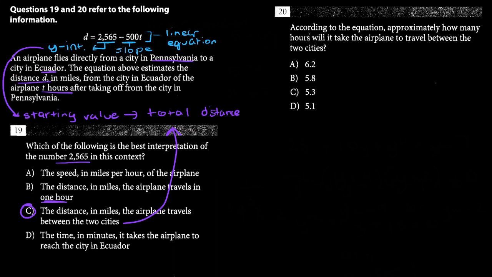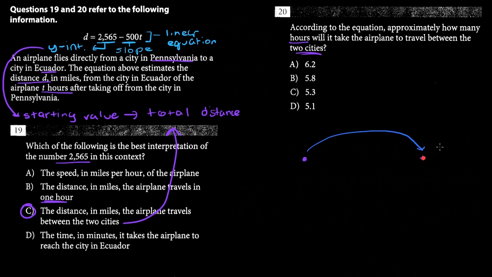Question 20 reads, according to the equation, approximately how many hours will it take the airplane to travel between the two cities? Okay, so imagine we are at Pennsylvania. This dot represents Pennsylvania, and this dot represents Ecuador, right? And so, approximately how many hours will it take? We want the whole distance from here to here.